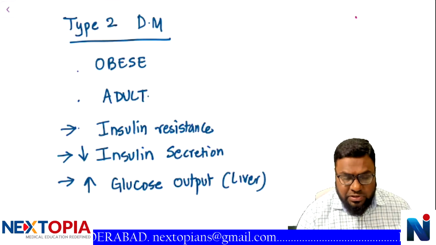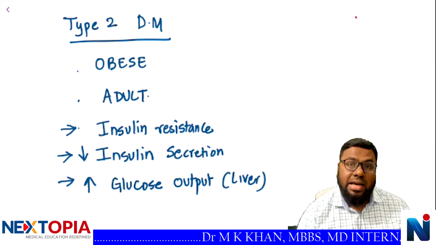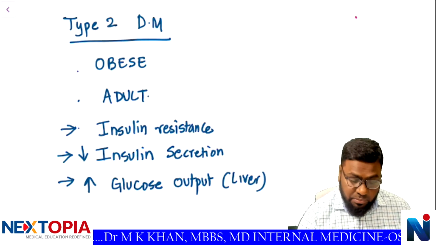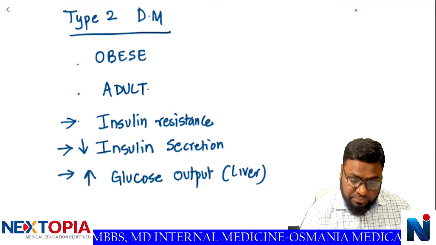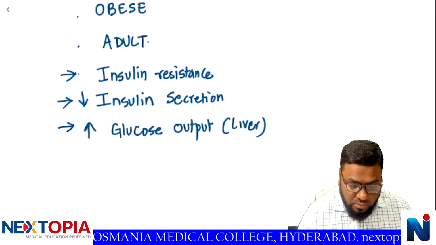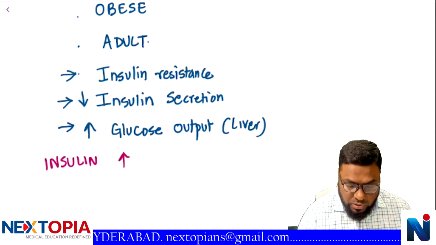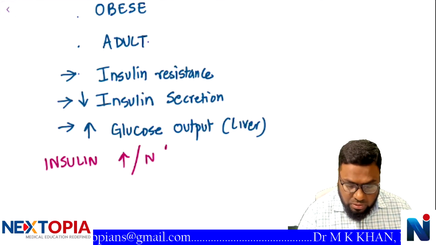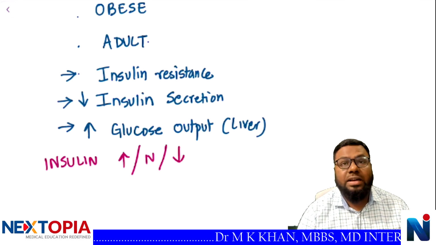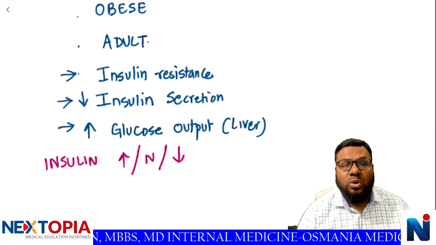But in physiology, what is important? What are the insulin levels here? Please remember, insulin level may be high, may be normal, or may be low. This is very, very important. In type 2 diabetes, the serum insulin levels are either higher or normal or low. Obviously, the plasma glucose is increased.